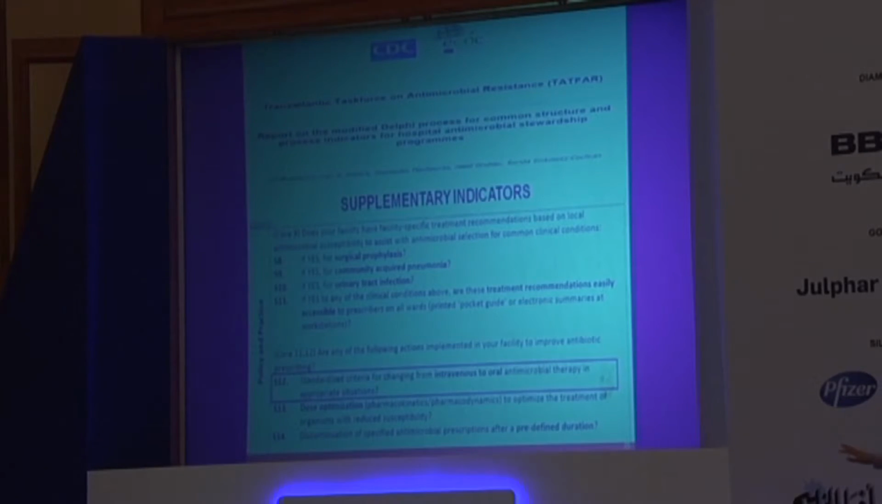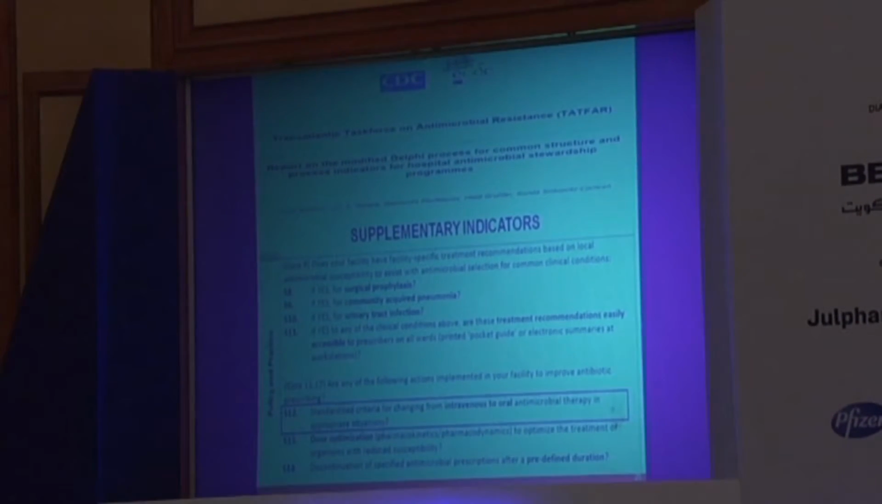These are now the new Transatlantic Task Force, and one of the things that will come in 2016 is a recommendation that criteria for IV to oral must exist and must be implemented across all European and US hospitals. So it's the indicator, the quality indicator people are looking at.